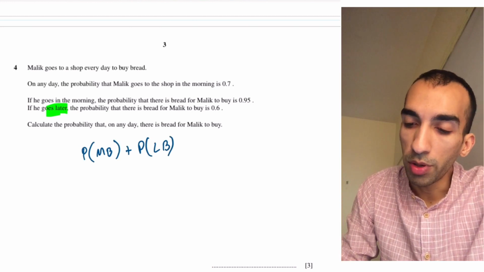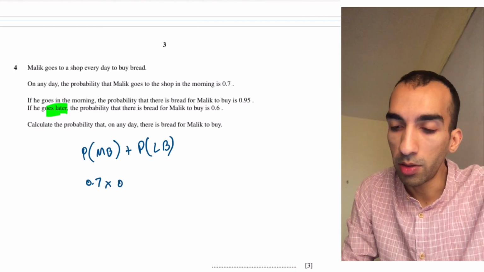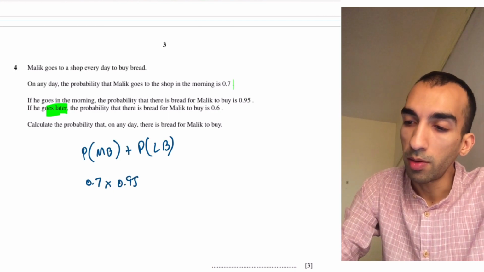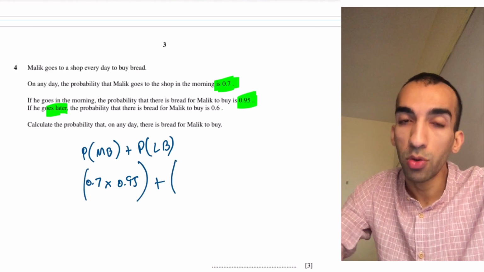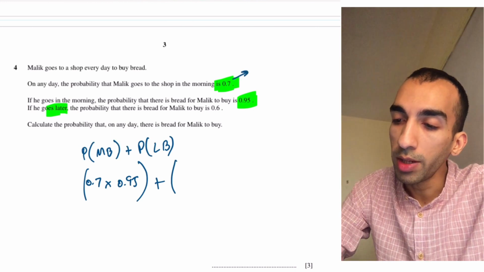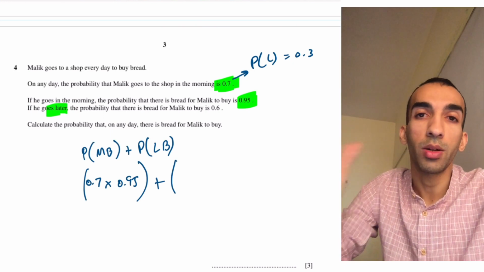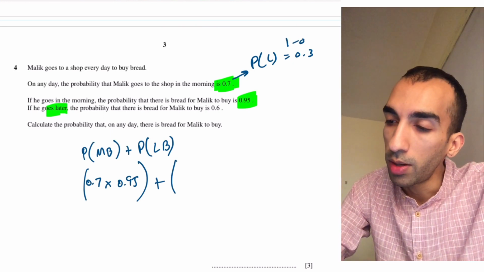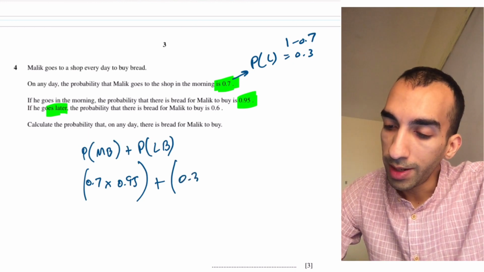The probability of morning and bread is 0.7 into probability of getting bread, it is 0.95. Let me highlight that for you. That's one condition. We add that to probability of him going late. Probability of going in the morning is 0.7. So probability of going late is going to be 0.3. How do I know that? 1 minus 0.7. Okay, so probability of going late is 0.3.